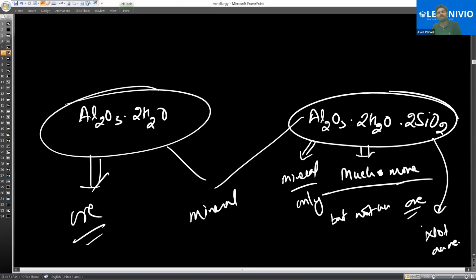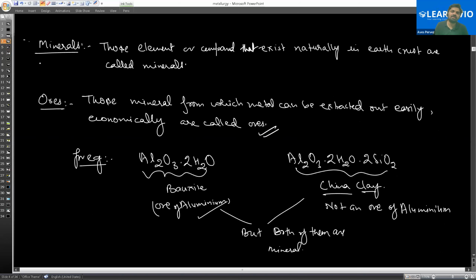What are minerals? Those substances or elements that exist naturally in the earth's crust are called minerals. Okay. So please first memorize the definition of minerals and ores, and then you start writing. First, I will listen to it from you, then you will start. Memorize it fast.